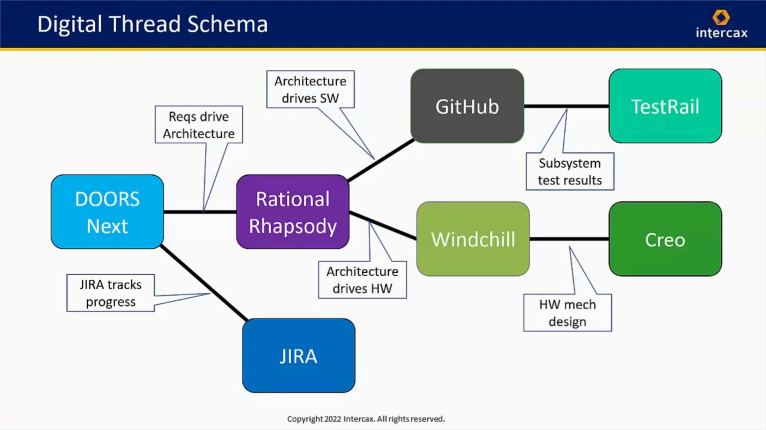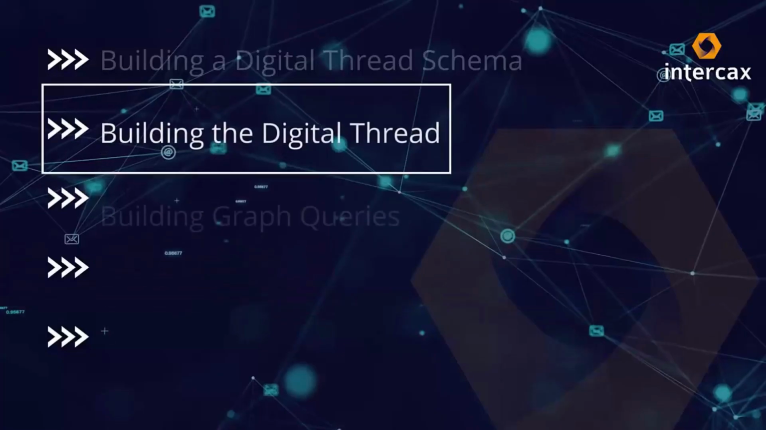For our example, we have chosen a digital thread schema like this, applied to an unmanned ground vehicle. Requirements in Doors Next drive system architecture in Rhapsody, decomposing to hardware in Windchill PLM, and software in GitHub ALM. Further links go to TestRail for managing the test plan, and Creo for mechanical design, with Jira logging the status of meeting requirements. This schema is not unique. The Syndeia platform supports many other tools and patterns.